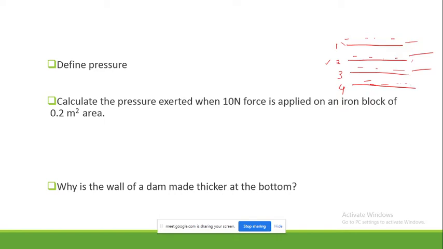So the pressure of the water will be more at the bottom, and in order to ensure that the dam won't break, we make it a point to check that the bottom of the dam is made thicker.